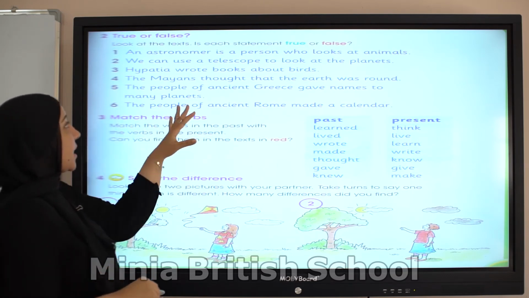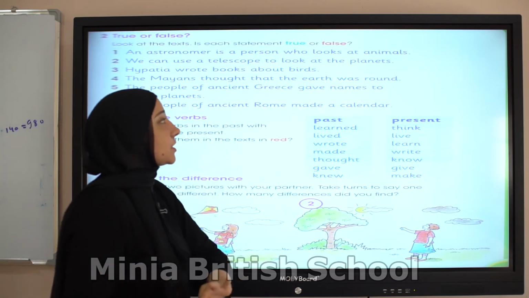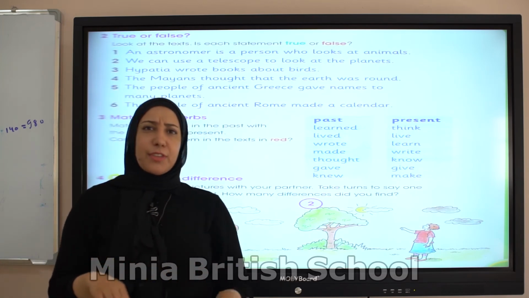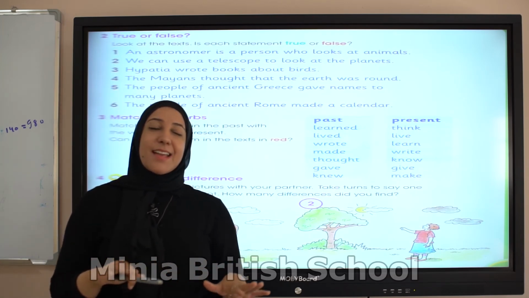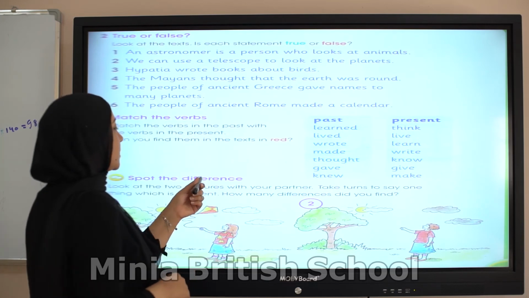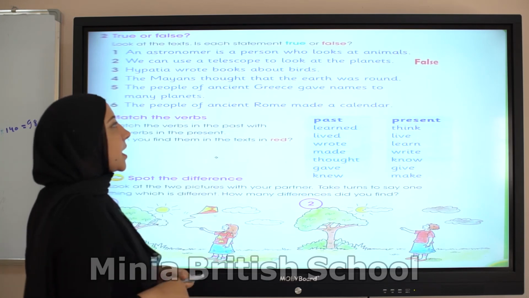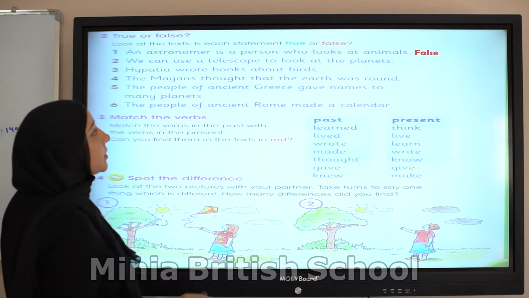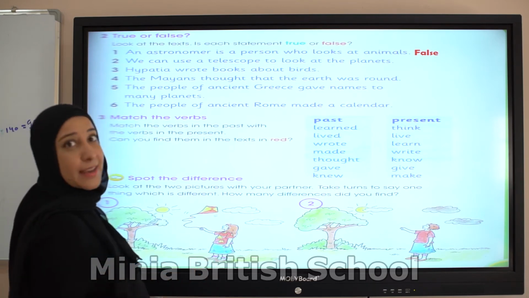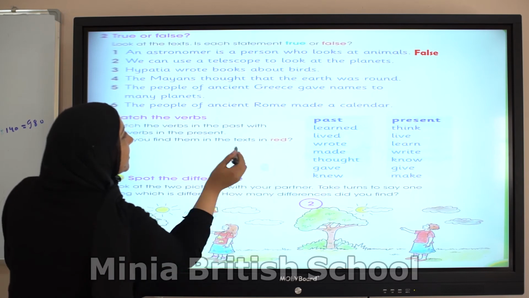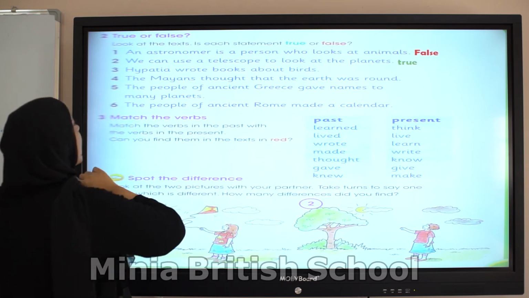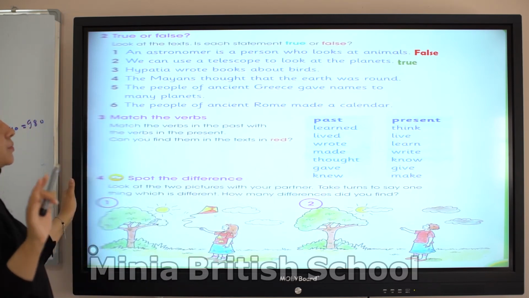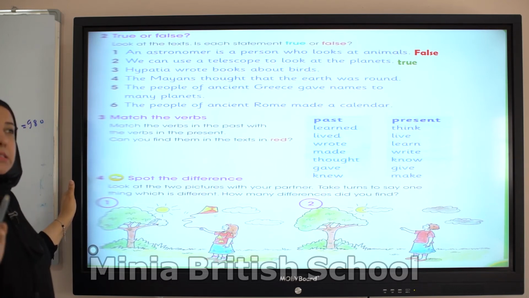Okay, number 1, an astronomer is a person who looks at animals. What do you think? He looks at animals? Excellent. No, he looks at the stars in the sky. It's false. Okay, what about number 2? We can use a telescope to look at the planets. Excellent. True.